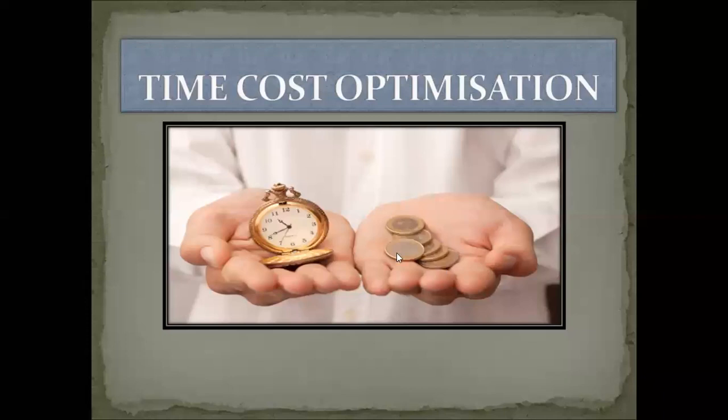In one hand, some money is there, some coins are there, and in the other hand, a watch is there that shows the time. So we have to calculate the time and cost, both things. We have to go for time and cost optimization, not simply calculating, but we have to go for optimization. So what do you mean by optimization?